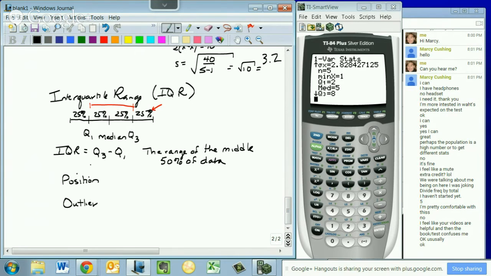Now this falls under the position category as well, because the quartiles will tell you where a value is relative to the other values in the data set. So you should know how to calculate quartiles. You should also know how to interpret percentiles.